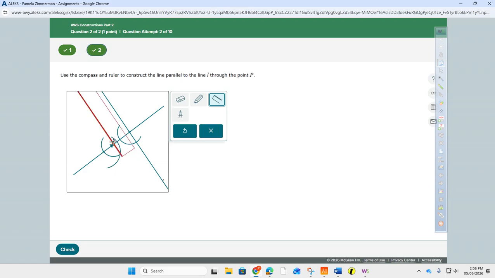Use our straight edge and draw our line. And now we're going to check it.